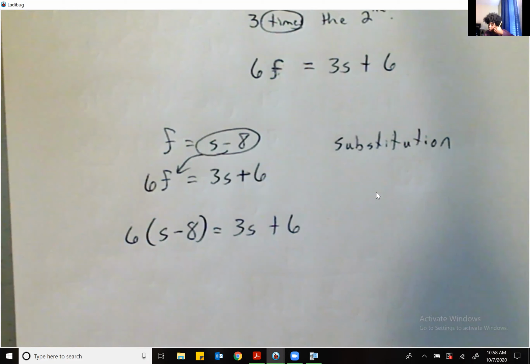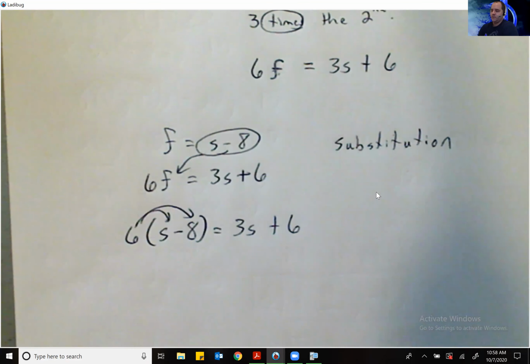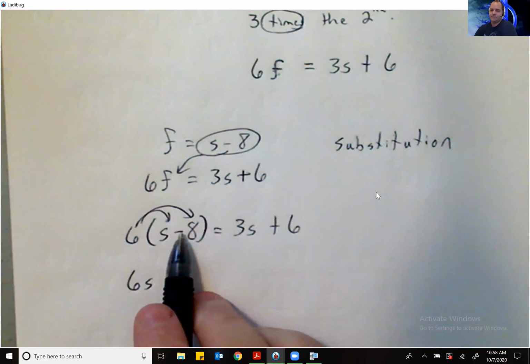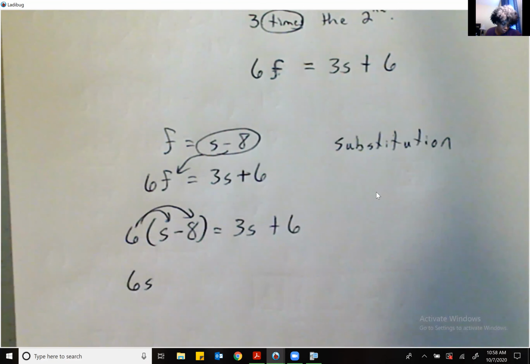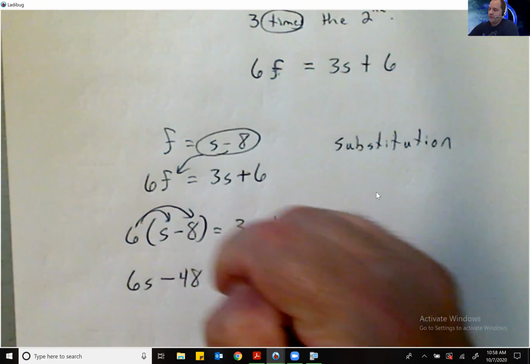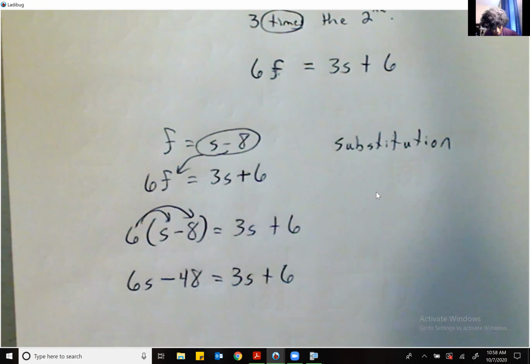Get rid of the brackets. So we're going to take the 6 and distribute it through. What is 6 times S? 6S. What's 6 times negative 8? Negative 48. And then over here, we still have 3S plus 6. Okay, what do we do now?